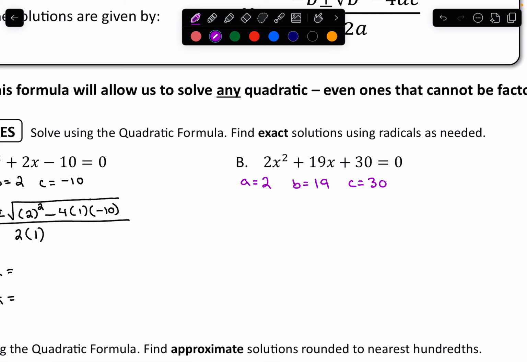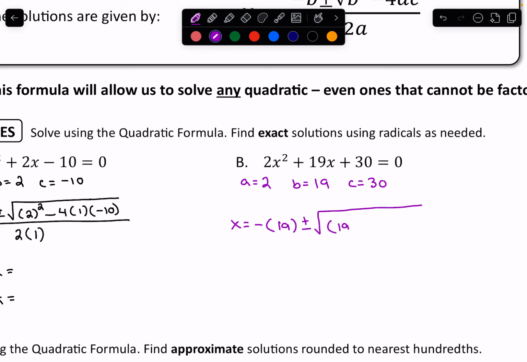Now I'm going to write my equation before I type it in the calculator. X equals negative parenthesis. The B goes in this first parenthesis. Plus minus square root.